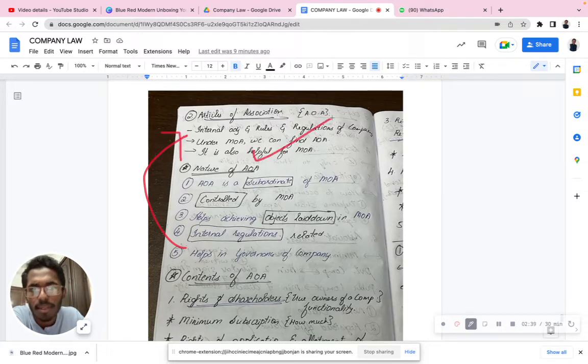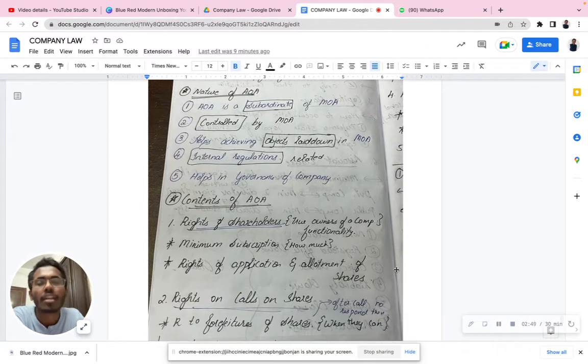So first we learned about subordinate. It is controlled by MOA. It helps achieve the objects laid down in MOA. It helps in internal regulation and governance of a company. Now let's see what the contents of an AOA are. What all is there inside articles of association?